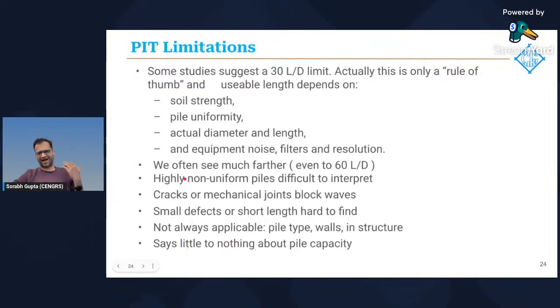The other limitation is if you have a highly non-uniform pile, with a lot of changes in impedance, usually the PIT results are very hard to interpret. And remember, we are doing a very simple test, and the data is being collected at the pile top only. So naturally, if you have a very complex situation, very non-uniform piles or piles with cracks, mechanical joints, that's going to be hard to catch. Another limitation of the PIT is that small defects or short length defects are hard to find. So you should only really rely on the test to catch major defects.